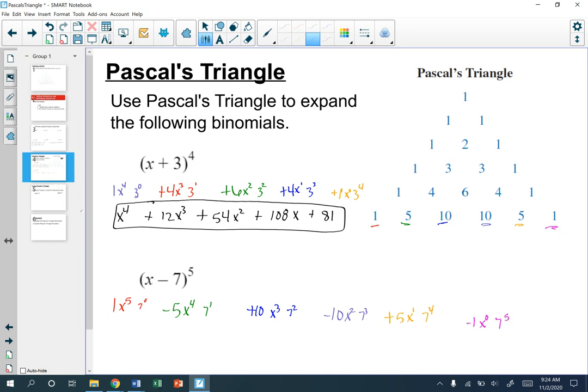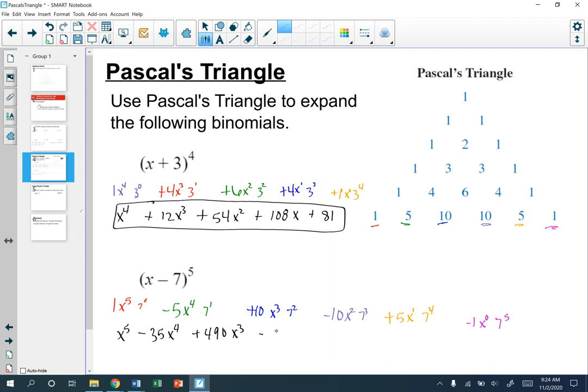Now again, we have to clean these up, and we get x to the 5th minus, we have negative 5, x to the 4th, 7 to the 1st. 7 to the 1st is just 7, so we take 5 times 7, which is 35, x to the 4th. Here we're looking at 7 squared, which is 49 times 10, so we have plus 490 x cubed minus 7 to the 3rd times 10.